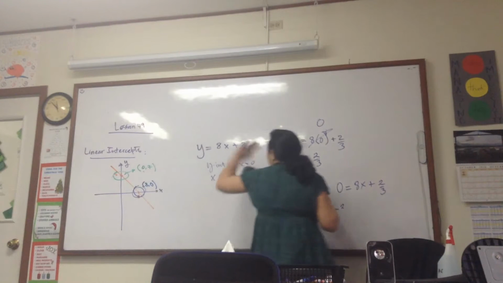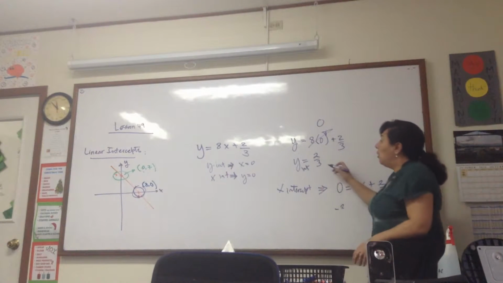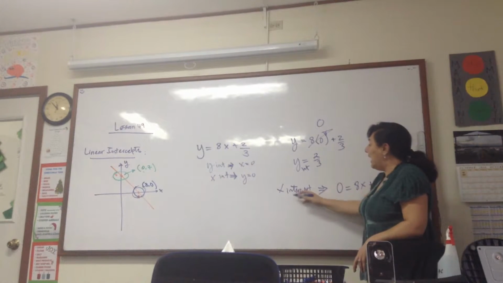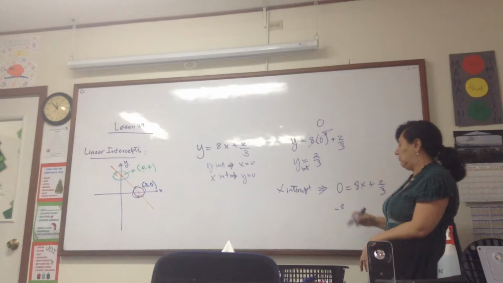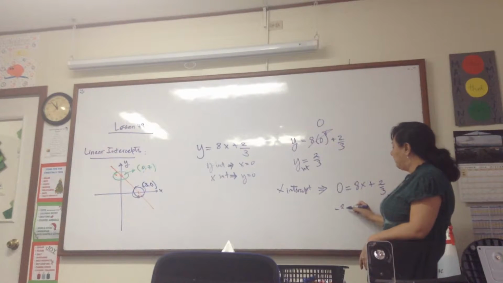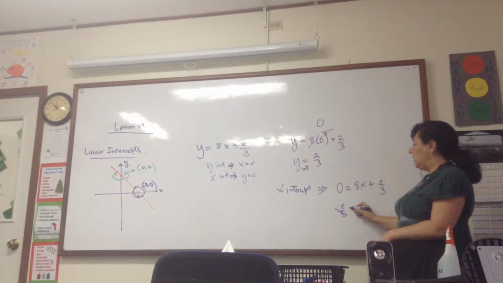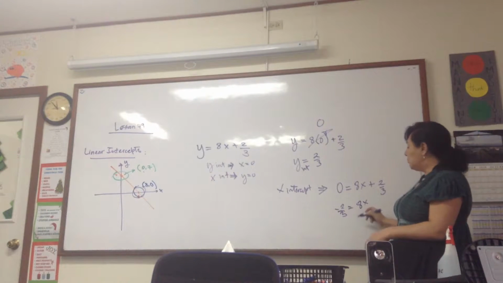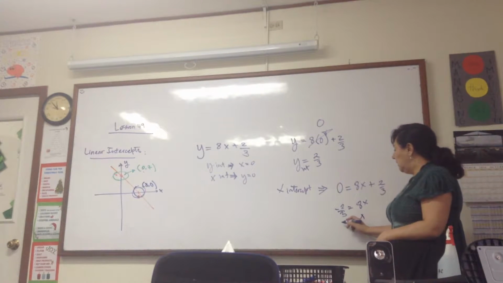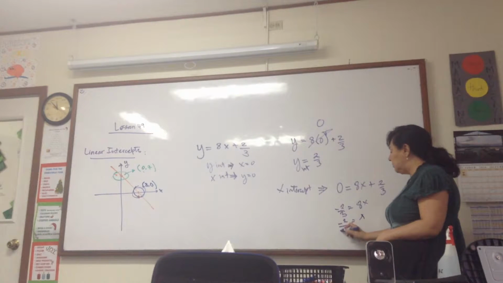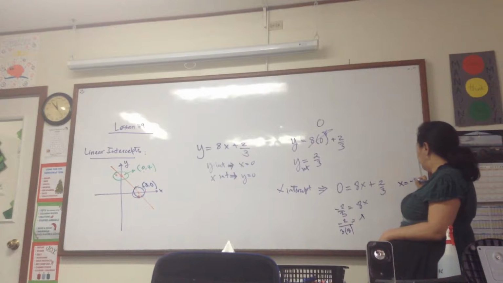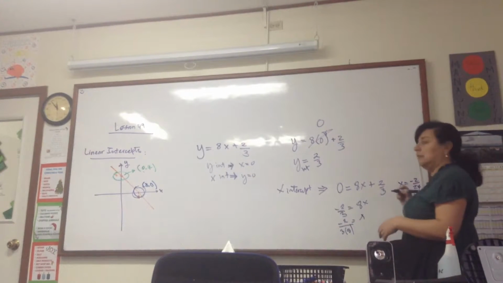In the y-intercept, x equals 0. That's the question. Why? So now I'm not doing it on the graph, I'm putting it here. Y-intercept, x equals 0. X-intercept, y equals 0. Okay, minus 2/3 equals 8x. Does everybody agree? So x equals minus 2 divided by 3 times 8. So x equals minus 2 over 24. X equals minus 1/12.